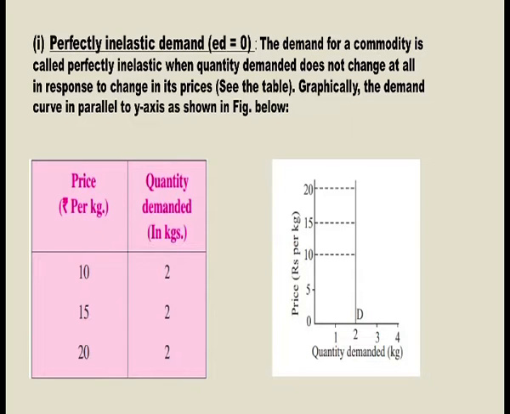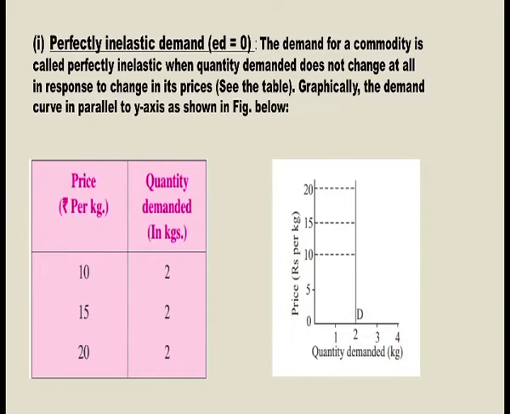The table shows that price per kilogram changes from 10 to 15 to 20, but the quantity demanded remains the same. So, you can also see the demand curve. The demand curve is a straight line parallel to the y-axis. This shows the elasticity of demand is 0.